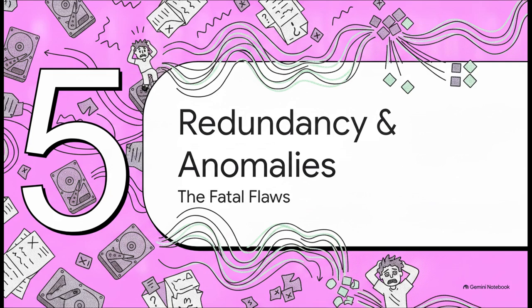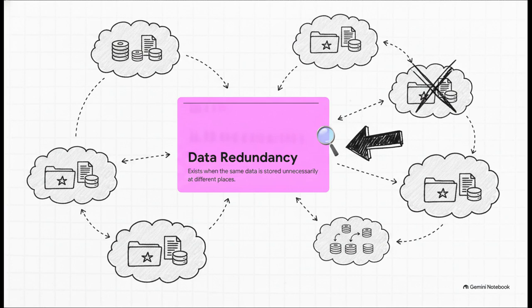Section 5. Redundancy and Data Anomalies. The Fatal Flaws. Now, the flaws of the old file system didn't just frustrate programmers, they directly damaged the business data itself, leading to redundancy and dangerous data anomalies. Because every department managed its own files, the whole organizational structure essentially promoted storing the exact same basic data in different locations. Database professionals call these scattered, disconnected data locations islands of information. And having these islands inevitably produces data redundancy, which exists when the same data is stored unnecessarily in different places.